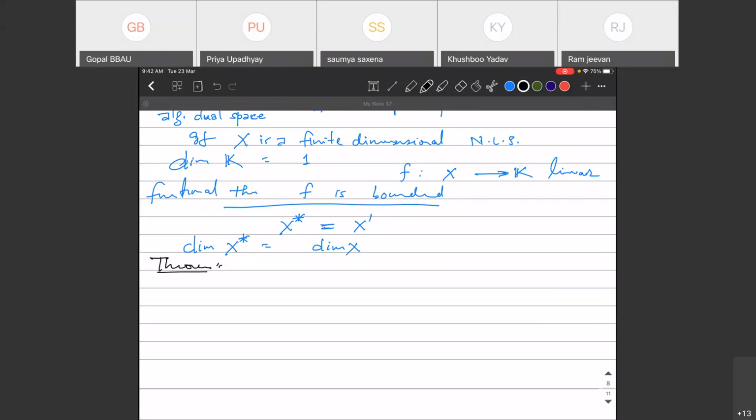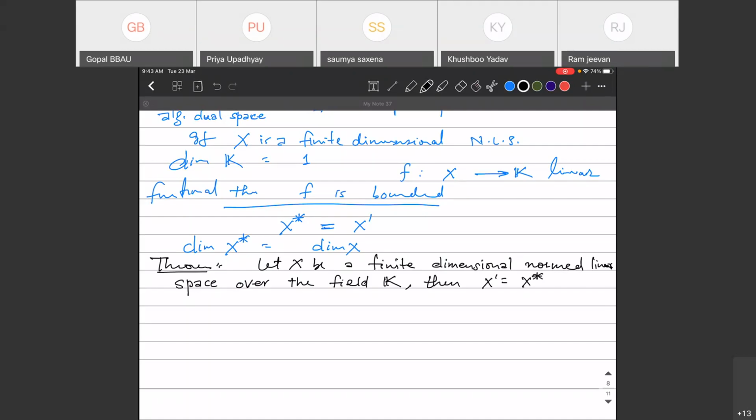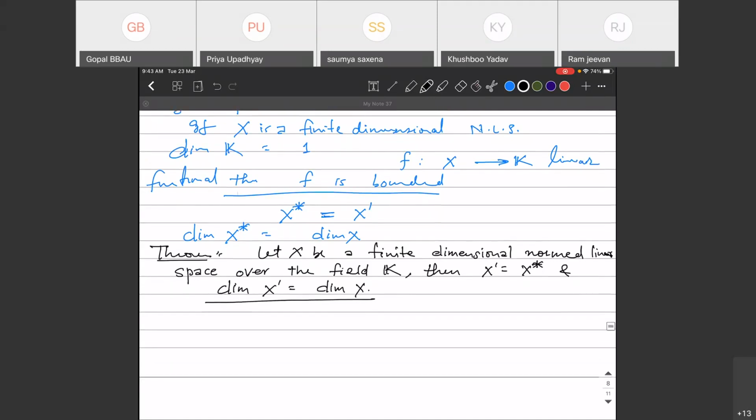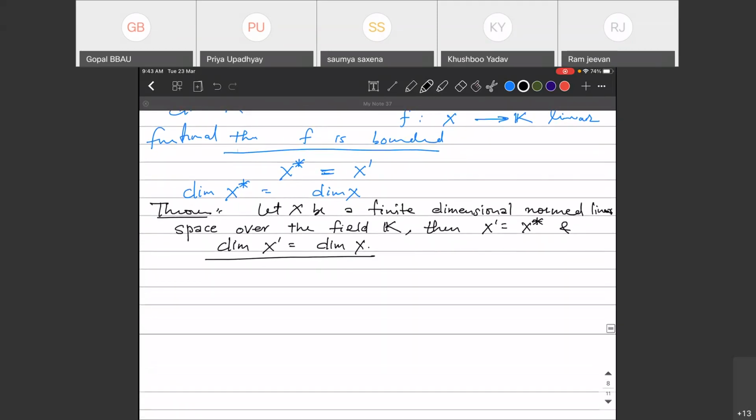What is the theorem? It says that let X be a finite dimensional normed linear space over the field K, then X dash equals X star and dimension of X dash equals dimension of X. This part we saw yesterday, remember? Actually we saw dimension of X star equals dimension of X, if you remember correctly. Okay.